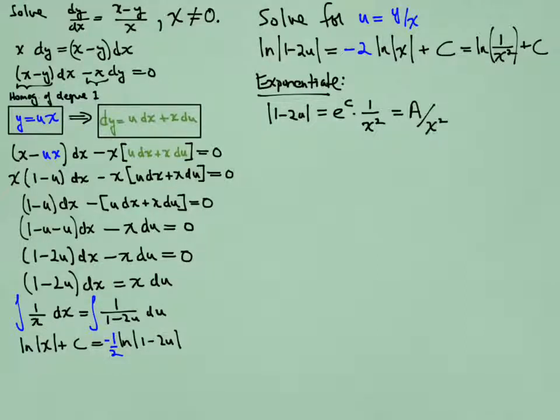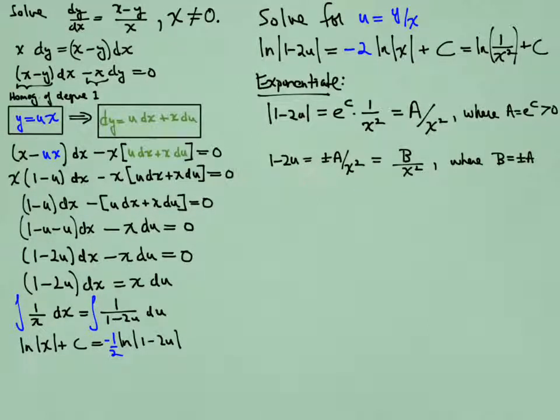So I now have essentially some constant here, e to the c. I'll call that a, and I'm dividing by x squared, so a here is just the e to the c. That's some positive number. So if I want to get rid of the absolute values, I have 1 minus 2u without the absolute values could be some positive or negative number on the right hand side now. So plus or minus a over x squared. And we'll call that new number b. b is just plus or minus a.